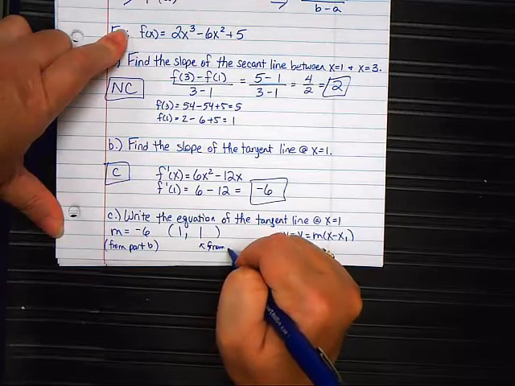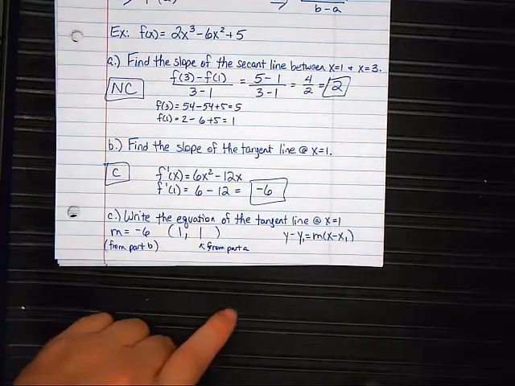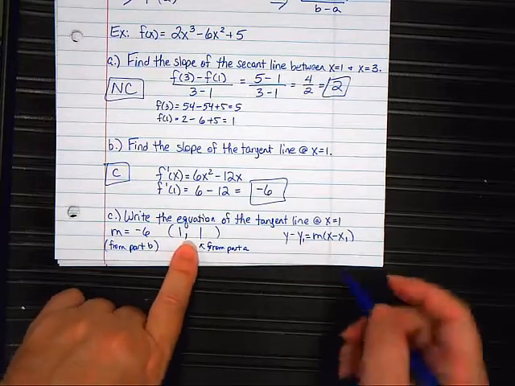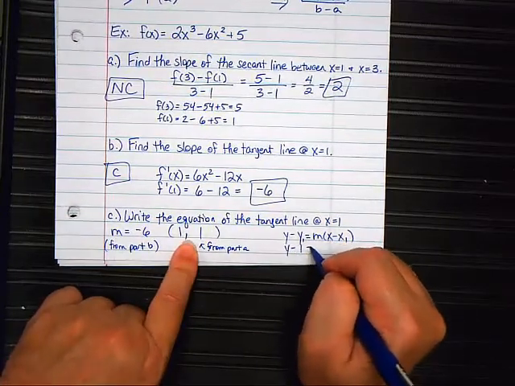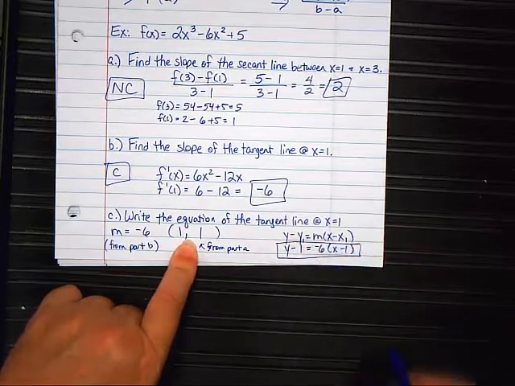From part A. Okay, now, take the information you have right here, plug it in: y minus 1 equals negative 6, parentheses, x minus 1, and stop right there. You're finished.